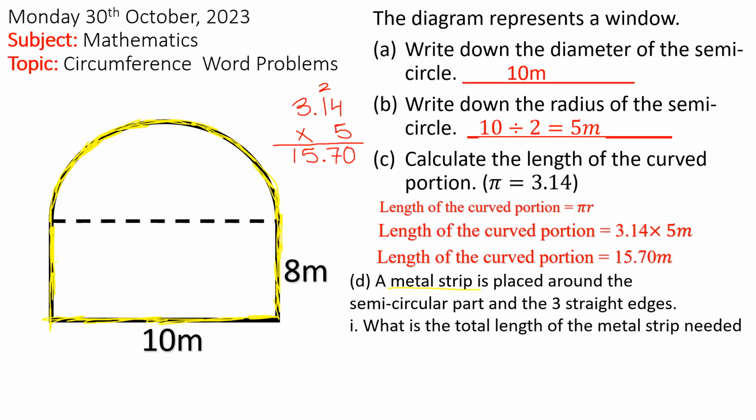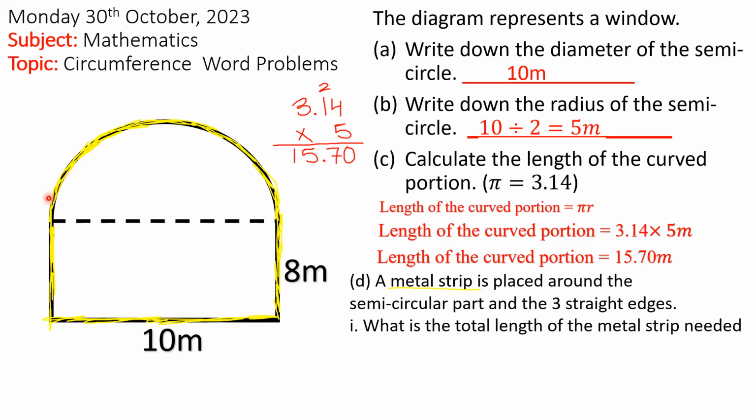So how are we going to figure out the total length of the metal strip needed? Multiply? Add? The 15.70 times 3? No, that wouldn't be right, Dion, because if you multiply 15.7 by 3, you're saying you want this circular part 3 times. But we don't want that. Someone said add. What are we going to add? The two 8s plus the 10 and the 15.70. Waterfall, that's absolutely correct.